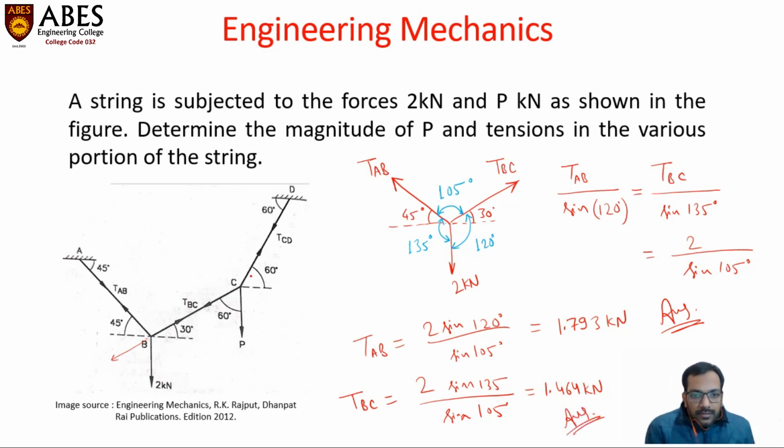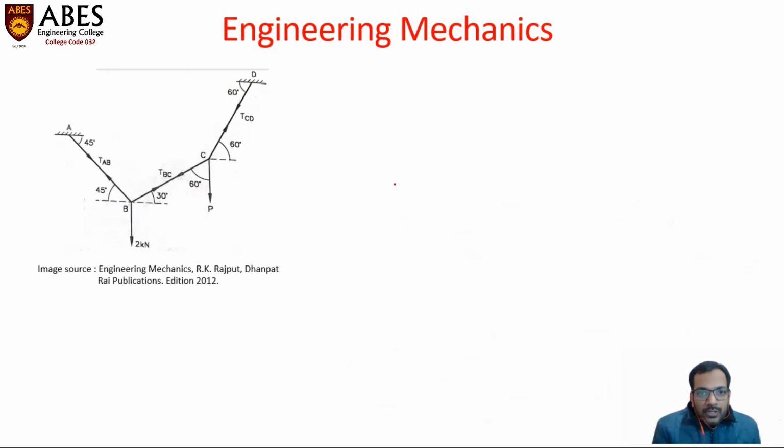Out of these three forces which are being transferred into these strings, we have already calculated the forces in string AB and string BC. Now we will consider the free body diagram of the second junction, junction C. So I'm going to draw the free body diagram of the junction C. So this is the junction C.